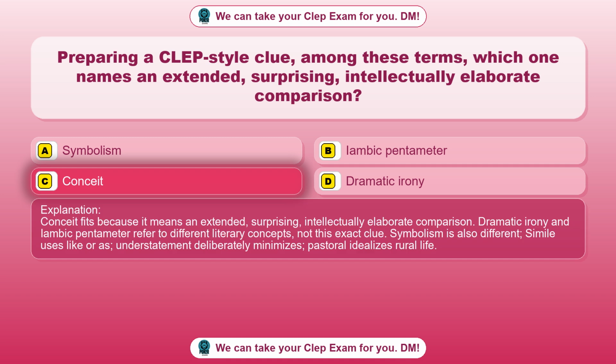Conceit fits because it means an extended, surprising, intellectually elaborate comparison. Dramatic irony and iambic pentameter refer to different literary concepts, not this exact clue. Symbolism is also different. Simile uses like or as, understatement deliberately minimizes, pastoral idealizes rural life.